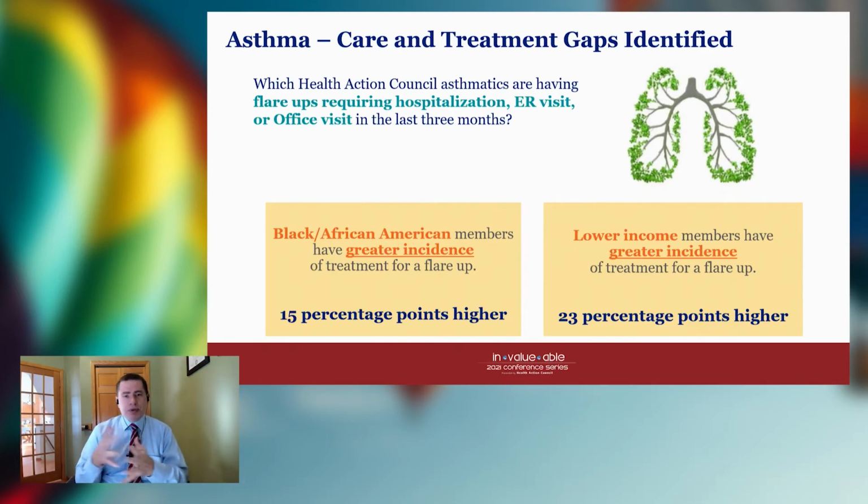And here we see great variety of care, big variances based on both ethnicity and income. The African American population, when compared to the Caucasian population, has a 15% higher rate of flare-up within that population. And if you look at it from an income perspective, the lower income population has a 23% greater proportion of flare-ups within that group. So both ethnicity and income show not only that there is higher prevalence, but also that there are worse treatment paths occurring within those populations.